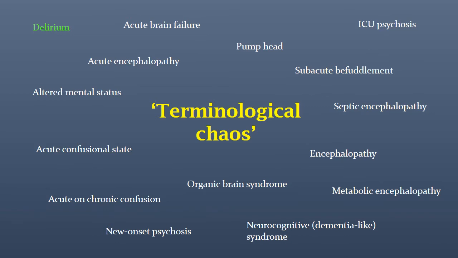One of the major factors that's held us back in advancing delirium care over the years has been what Ken Rockwood called terminological chaos. And you can see in this slide some of the many different terms that have been used and are being used to describe what is essentially the delirium syndrome. So one very important thing we can do from now on is just all agree that we use the term delirium rather than these other terms.